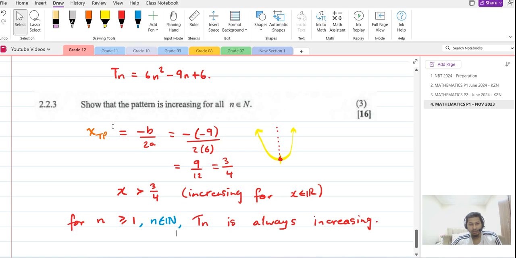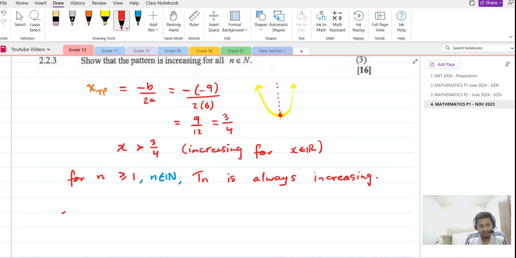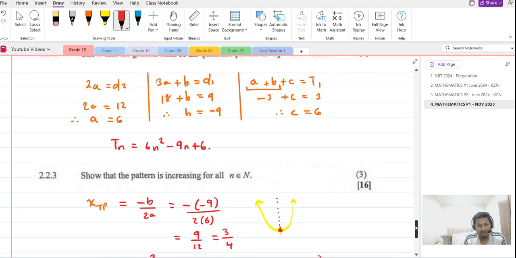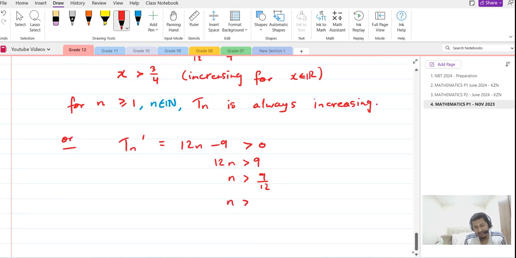What you can alternatively do is find the derivative. You can say Tn prime is 12n minus 9, and make it greater than 0. So you get 12n is greater than 9, n is greater than 9 over 12, which is 3/4. This implies that for n an element of natural numbers, Tn is increasing.